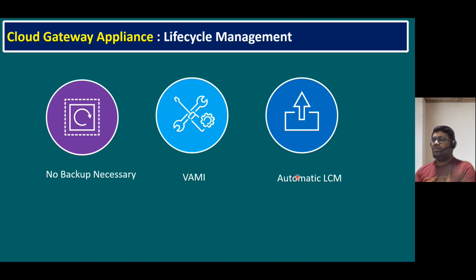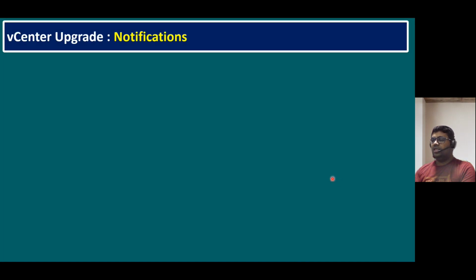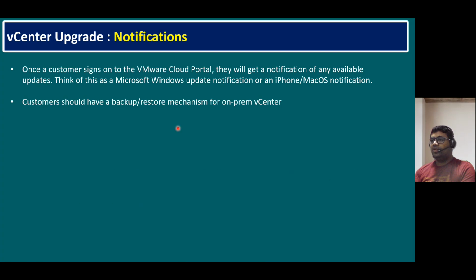VAMI means virtual appliance management interface, and it's a completely automatic LCM, lifecycle management procedure. Okay, in the same way, let's observe how we can upgrade the vCenter Server within vSphere Plus. So the same question: what does a typical vCenter upgrade look like in vSphere Plus? The initial step of the upgrade procedure is that we will receive a notification. Once a customer signs on to the VMware Cloud portal, they will get a notification of any available updates.